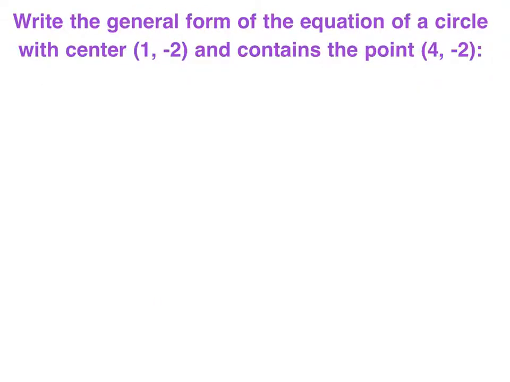And now one last example. So let's say I'm asked to write the general form of the equation of a circle with the center of 1, negative 2 that contains the point 4, negative 2. So I'm actually going to plug this into standard form. So if this is my h, k, I'm going to have x minus 1 squared plus y minus negative 2, so that's plus 2 squared, and that's going to equal some radius.